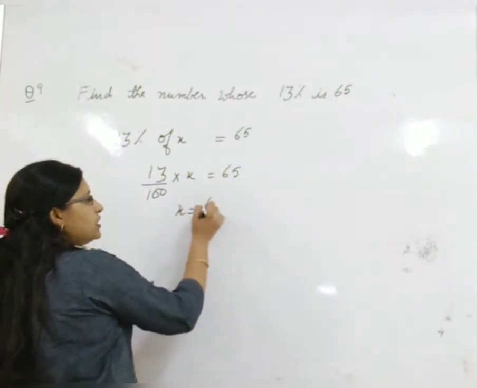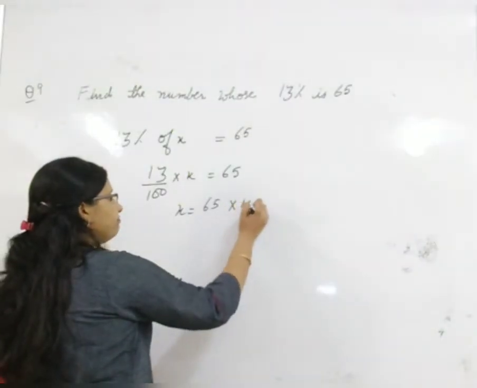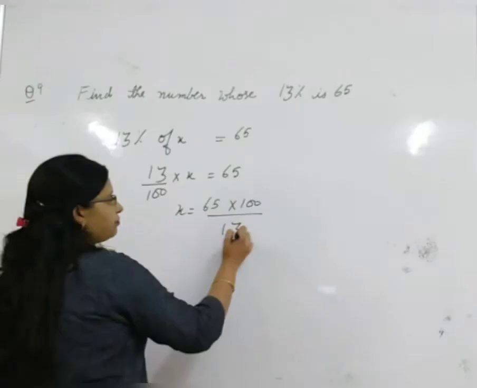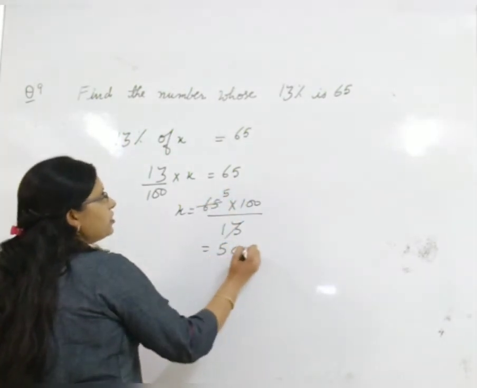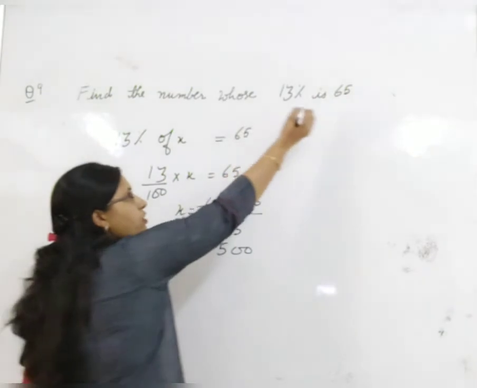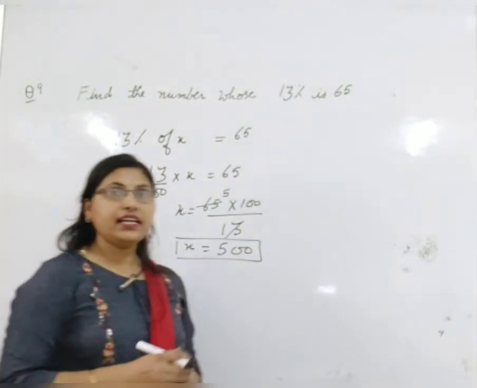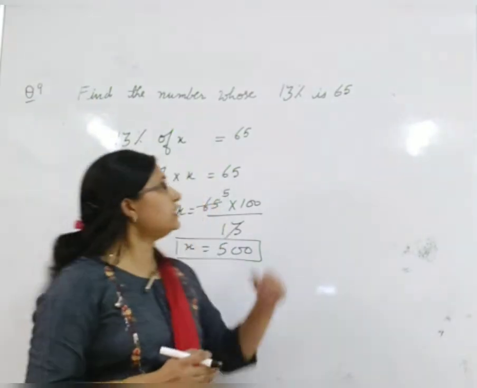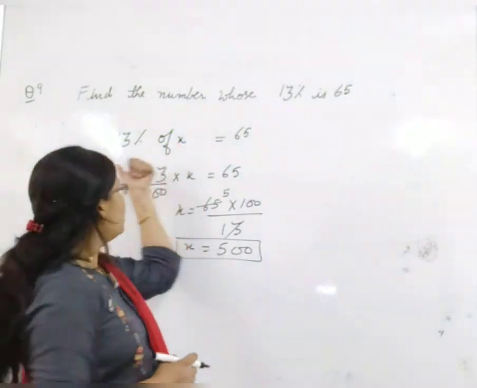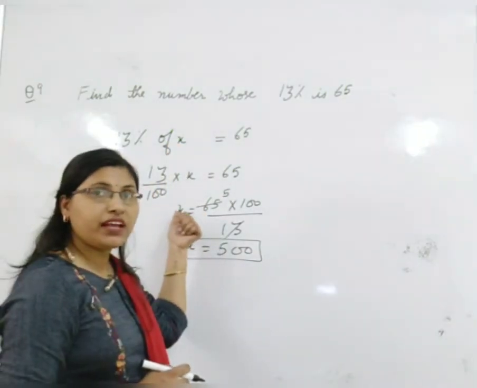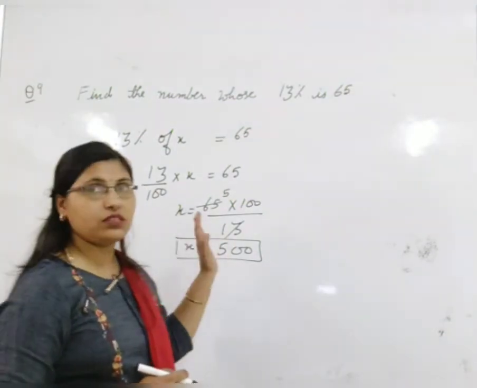X is equals to 65. These both will go on the right side by reciprocal. Now we will do the cancellation. We will get the answer 500. Now there is no unit, so in answer also there will be no unit. And next of the question is also same, only the number is in mixed fraction. So we will write it in the mixed fraction, convert in the improper fraction, then 100 will be multiplied in the denominator only, and rest of the process is same.